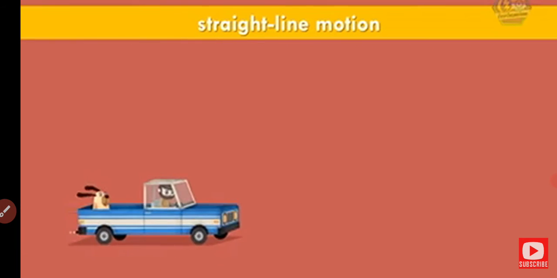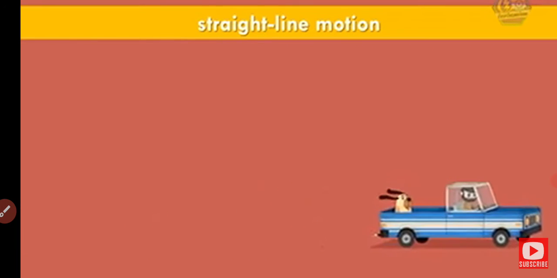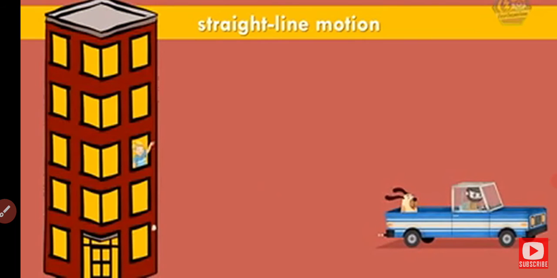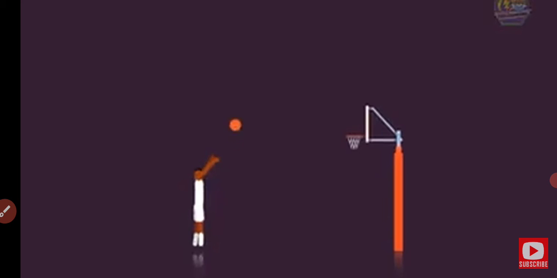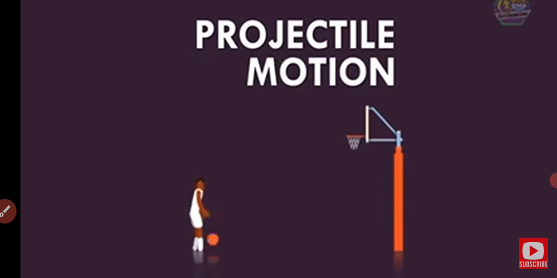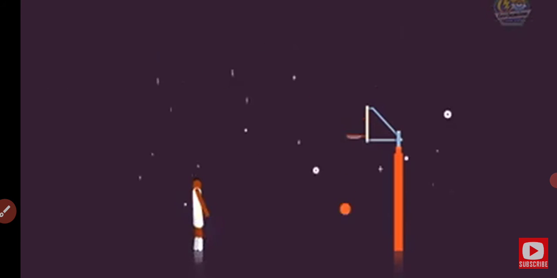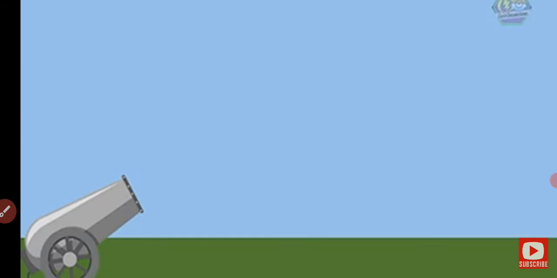Dear students, we have already studied straight line motion, meaning when a car is moving on the road in a straight line, or you are throwing an object from the window downwards. But now we'll study a different type of motion, which is horizontal as well as vertical. That is what we call projectile motion, meaning horizontal as well as vertical.